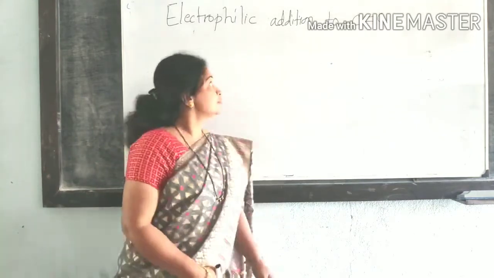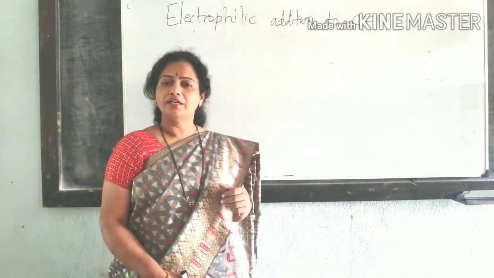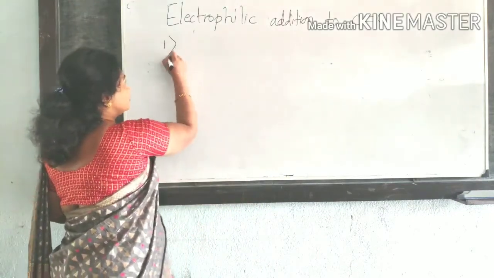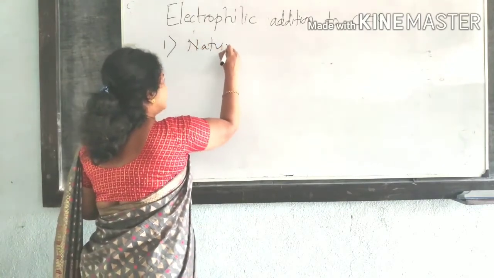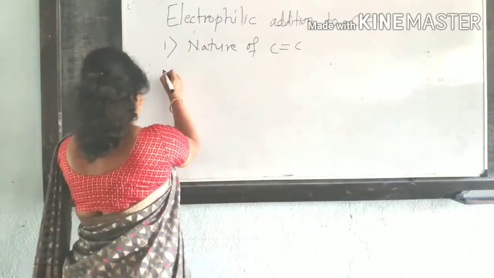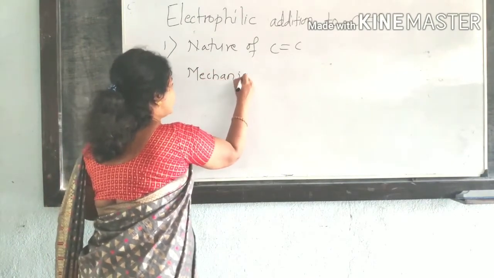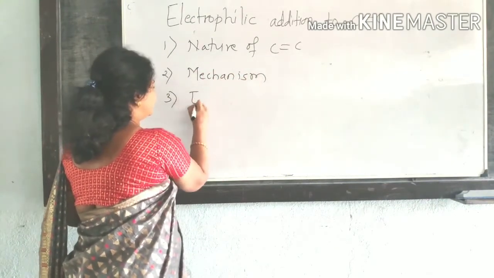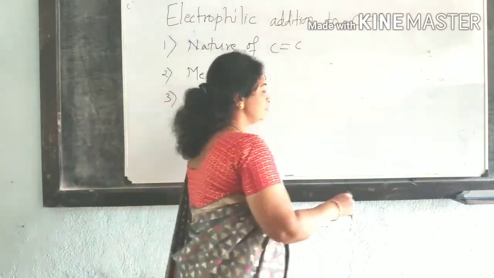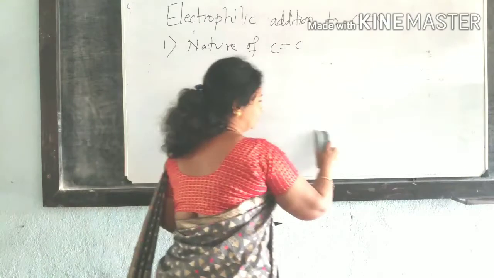Today I am going to discuss electrophilic addition to carbon-carbon double bond. In this context, I have to discuss three main points. The first one is the nature of carbon-carbon double bond. Then we are going to see its mechanism. And then some more examples of electrophilic addition reactions. First, we will go for the nature of carbon-carbon double bond.